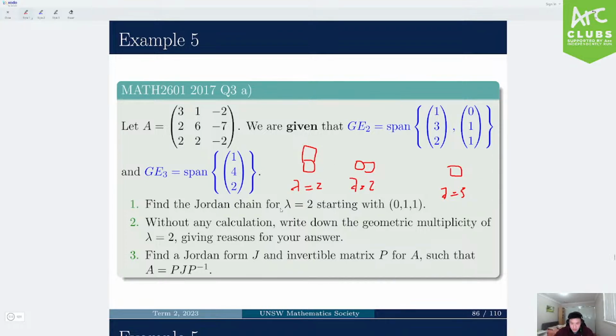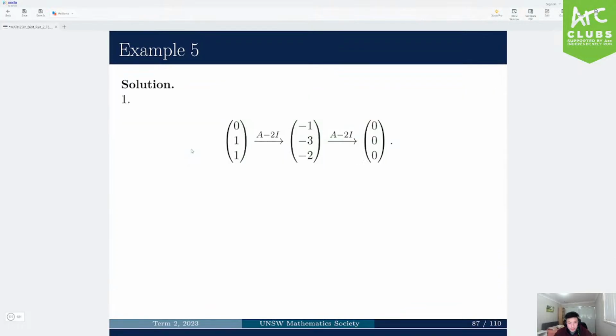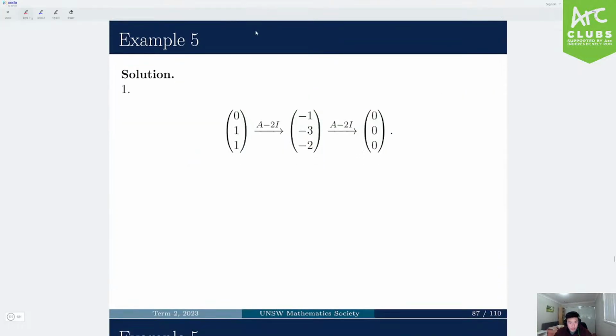Question 1 would actually allow us to find which of the 2 cases lambda is 2 is, whether we have the 2 vertical blocks or the 2 horizontal blocks. If we actually do the calculations, we start with 0, 1, 1, chain it down to minus 1, minus 3, minus 2, and we chain it down again to 0, 0, 0. So this is going to be a chain of length 2.